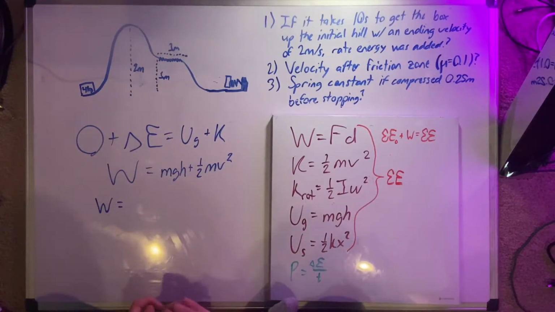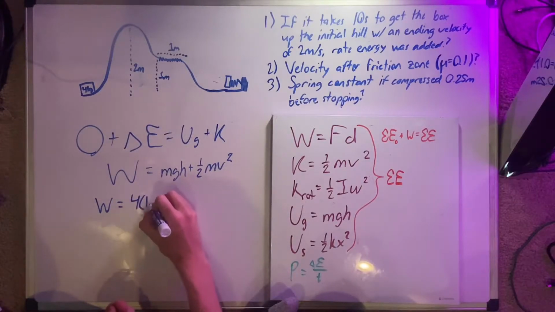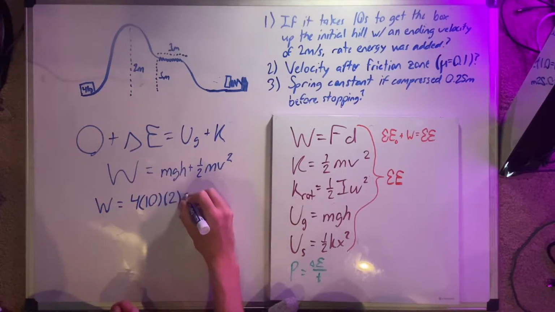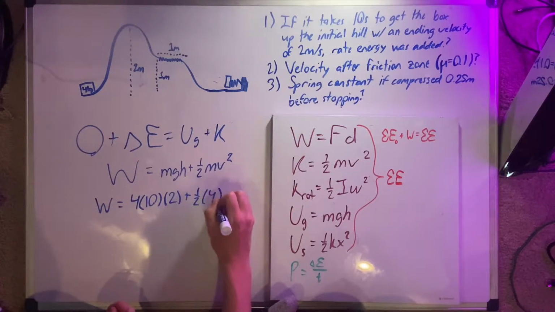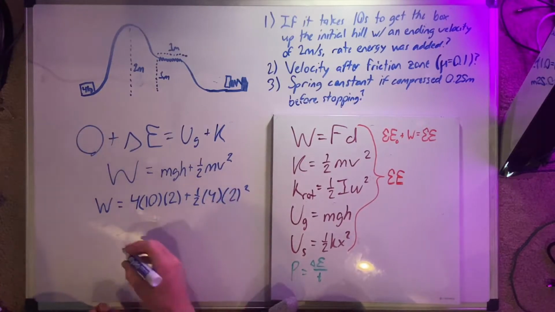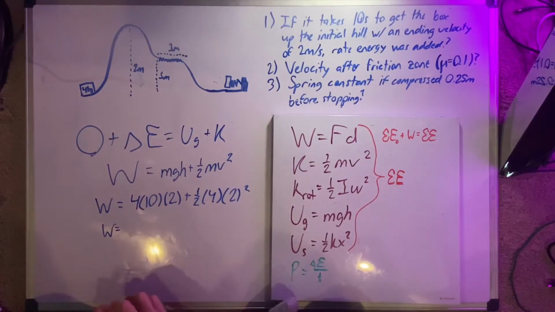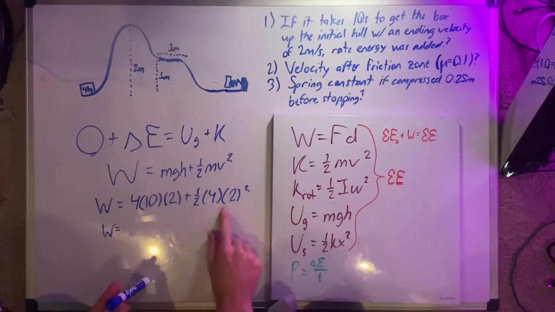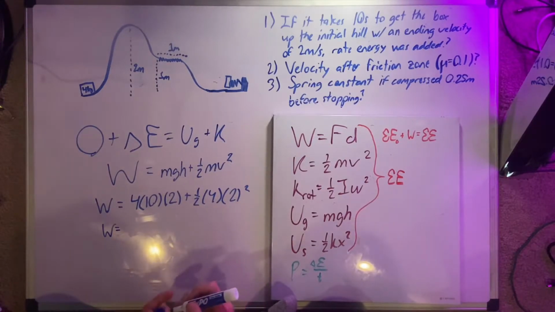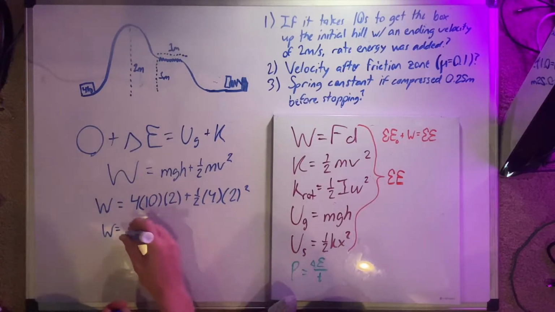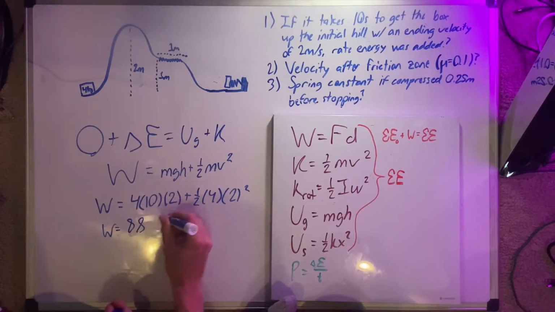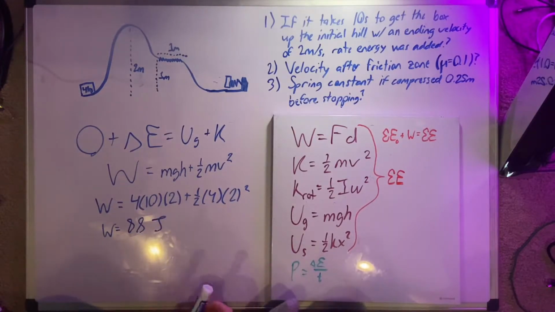Now that we know this, we can solve for this W. W is equal to 4 times 10 times 2 plus 1/2 times 4 times 2 squared. Work is equal to 80 plus 2 times 4, which is 8, so 88 joules, because that is our unit for energy, joules.